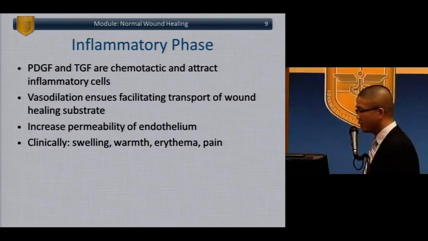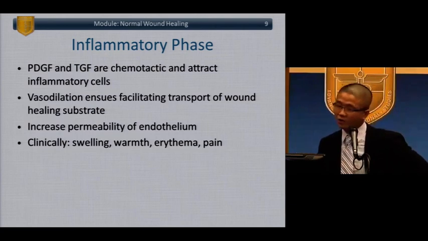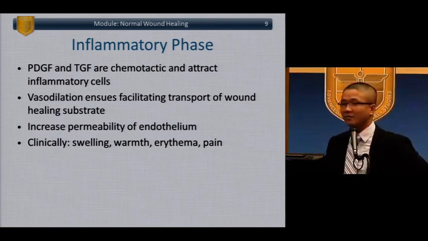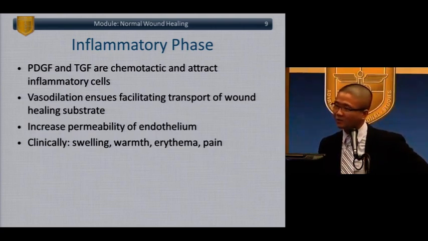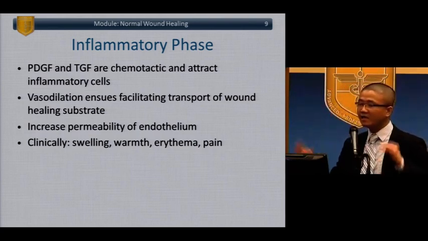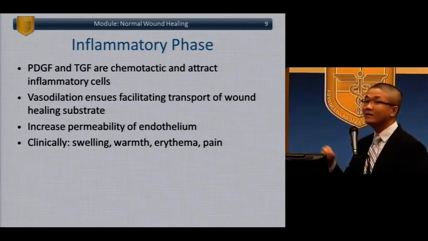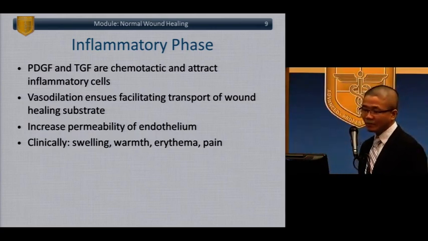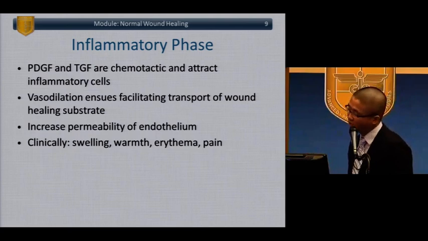Shortly after this transient vasoconstriction, we can't be vasoconstricted forever because, well, the nutrients and the milieu that needs to be at the inflammatory site to help the healing process can't be delivered there, right? The conduit eventually has to vasodilate. So vasodilation happens. That's that erythema that we see, right? That's the redness that we start seeing. The vasodilation ensues the facilitation of transport of wound healing substrate.